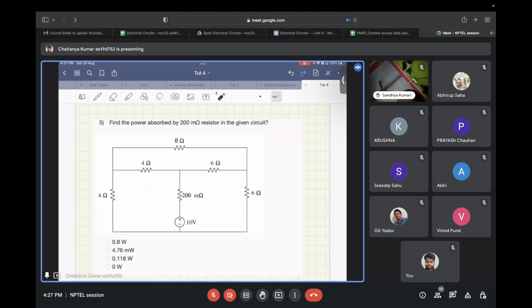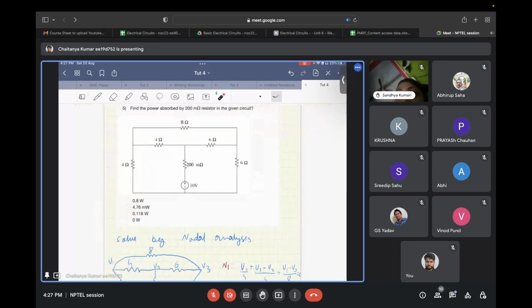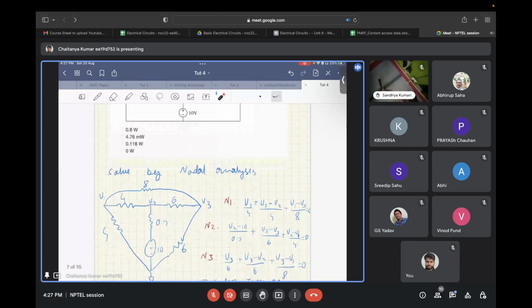Okay, so let's solve this question. One straightforward and tedious way is to solve it with the help of either nodal analysis or mesh analysis. Here I have presented the example of nodal analysis. One node you can take as the reference node and consider it as 0 volts, and the other nodes you can consider are N1, N2, and N3.